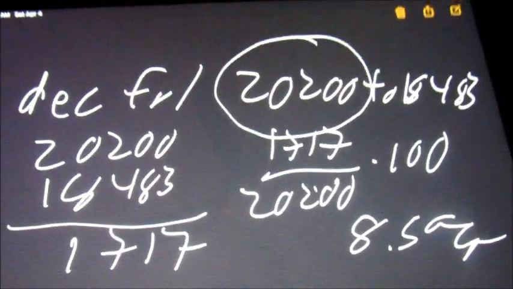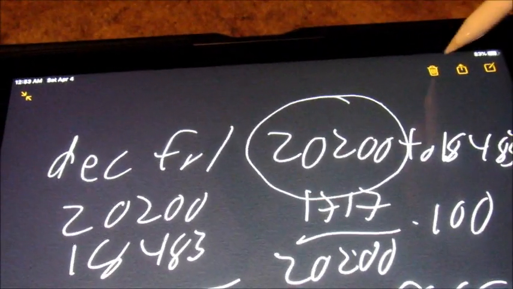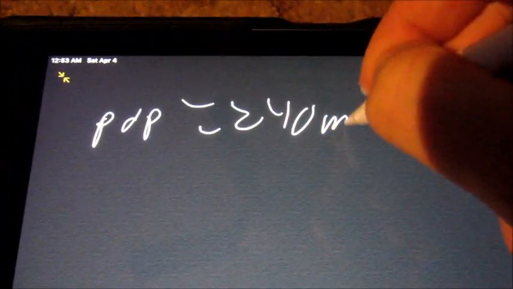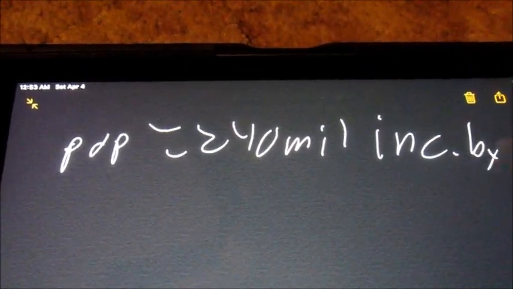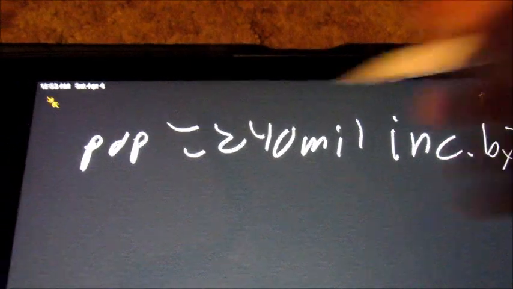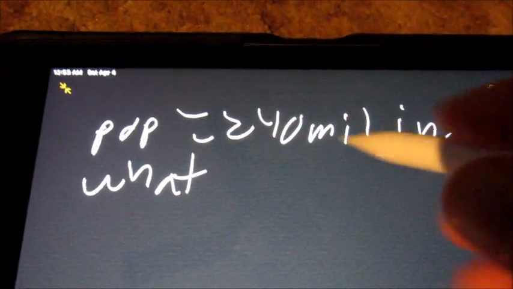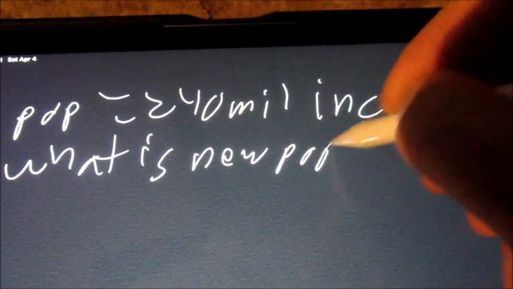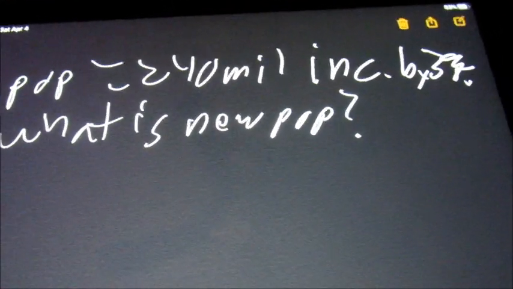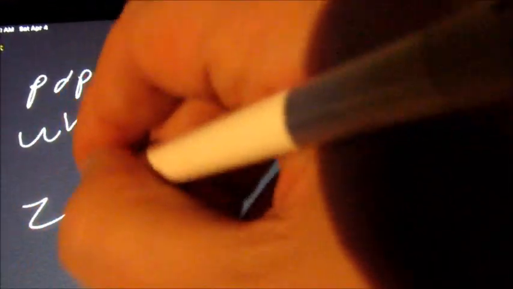So you're going to get quite a few that are like that. So then you're going to have probably some word problems. Let's say a population is at 240 million and it increases by 3%. What is the new population?